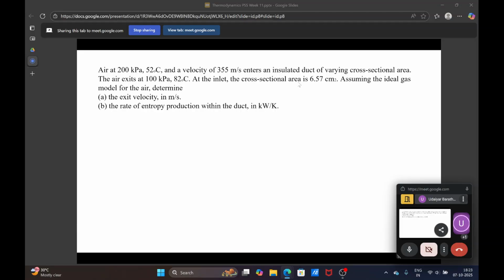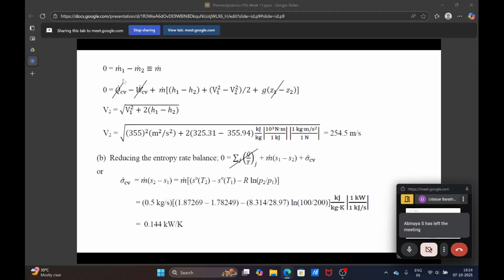And since the area is given, it is 6.57 centimeter square, we know the velocity and we know the inlet conditions of air. So we can find out the density of air. Using density, you can find out the mass flow rate, which is rho times A times V. That gives you 0.5 kilograms per second, and then substituting the values, you get the entropy generated to be 0.144 kilowatt per Kelvin.